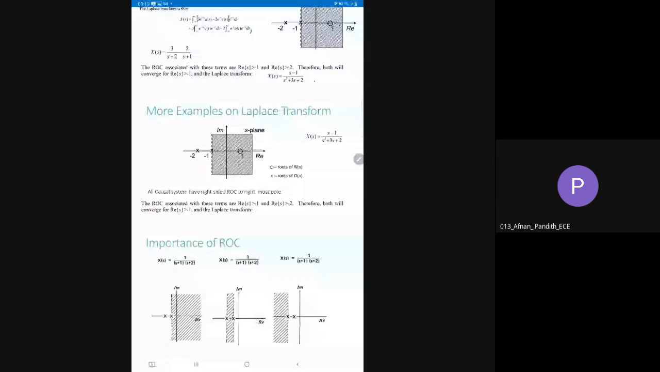Generally we say all causal systems have a right-sided region of convergence, to the right of the rightmost pole. All causal systems, जितने भी causal systems होते हैं, उनका generally जो region of convergence होता है, it is right-sided, to the right side of the rightmost pole. जो rightmost pole उनका होता है, जैसे यहाँ -1 is the rightmost pole, उसके right side में होता है.